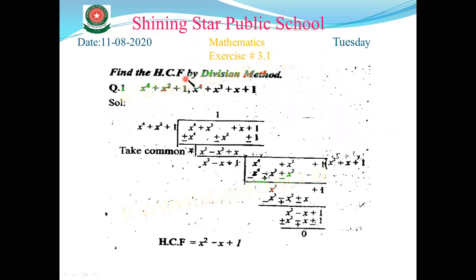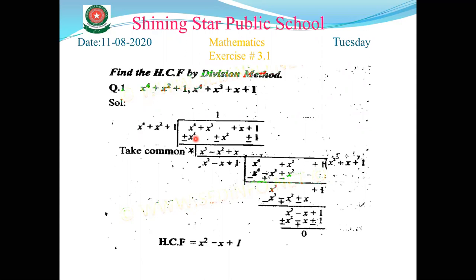Now, find the HCF by the division method. x power 4 plus x square plus 1, x power 4 plus x cube plus x plus 1. So we divide x power 4 plus x cube plus x plus 1 with x power 4 plus x square plus 1. So we multiply x power 4 plus x square plus 1 with 1. It becomes x power 4 plus x square plus 1. Keep it in your mind.